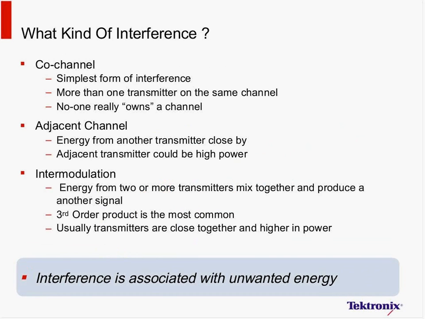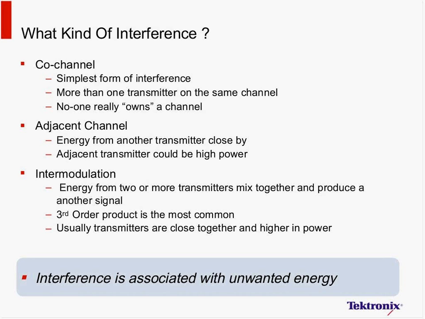In general, there are three types of interference that are the most common. Co-channel interference is by far the simplest. It's essentially more than one transmitter on the same channel. Many people think that they own a frequency or that they're the only people who have a frequency, but in today's crowded spectrum, just about every frequency we have is being shared by some other person or other service. Adjacent channel interference comes from energy from another transmitter that would be close by. Now, it could be close by in frequency, or it could be close by geographically and be of much higher power.